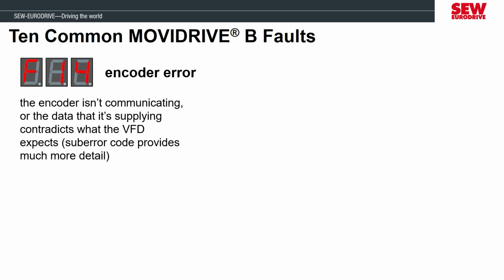The next fault is an F14. This fault is specific to the MOVIDRIVE and the encoder signal. This usually indicates that the MOVIDRIVE parameters are set up to expect an encoder signal, but it's not detecting any encoder pulses or the data over the communication channels.